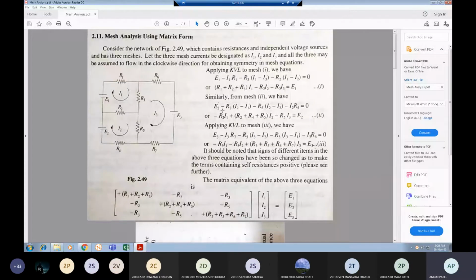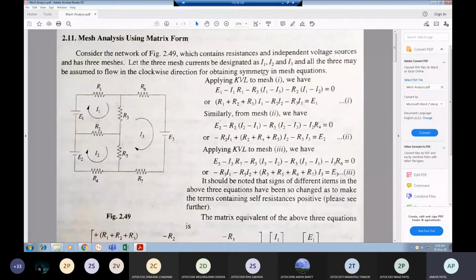Can you see this PDF file? Yes, sir. Okay, good.